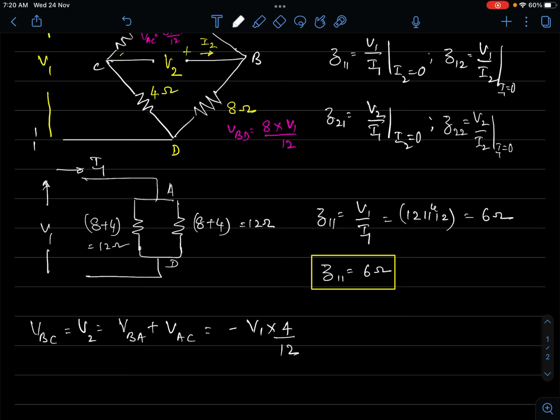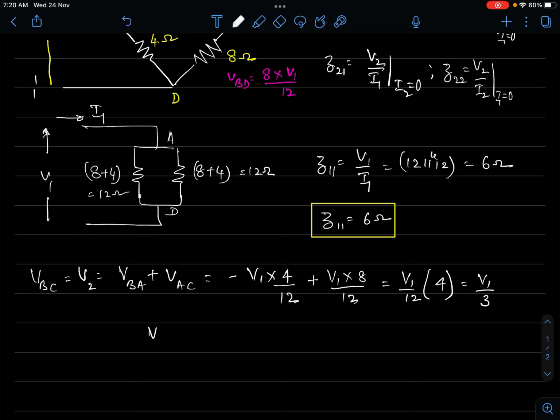Okay, as far as VBA is concerned, now VAC is plus V1 into 8 divided by 12. I suppose this is clear enough. So I can take V1 by 12 and this is 4. Okay, so 8 minus 4 is 4. So this is V1 by 3. So what I have found V2 to be equal to is V1 by 3. This is one relationship I have, equation 1.